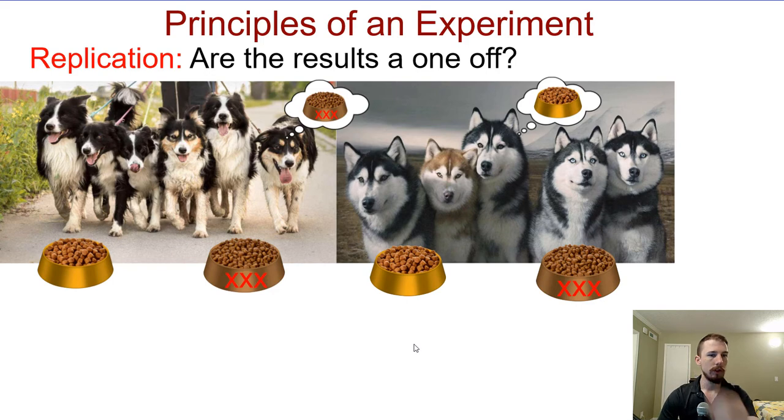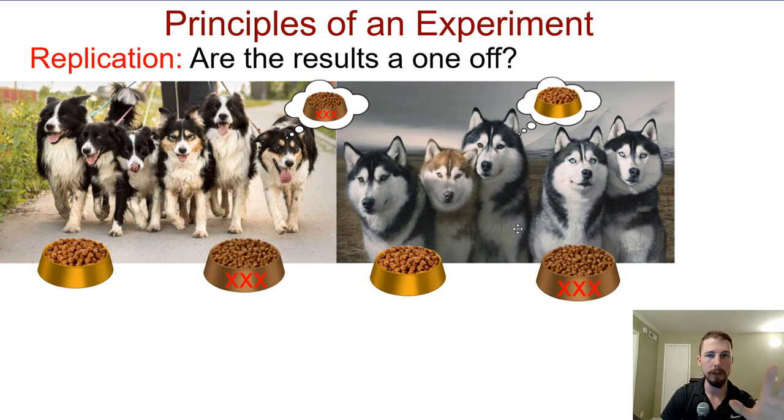So replication. Are the results a one-off? If we did notice a statistically significant difference among these, we want to reproduce it again. So draw another random sample from our population, make sure that we get it and it's repeatable. That means that there's not too much bias that would draw it off, that it was just that one sample that caused some issues on this one. So are the results a one-off?